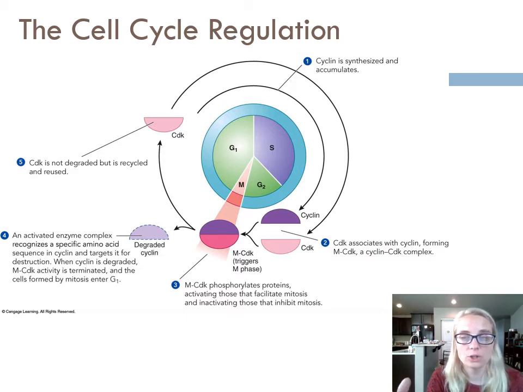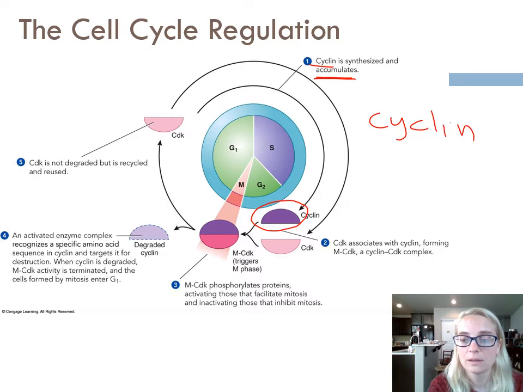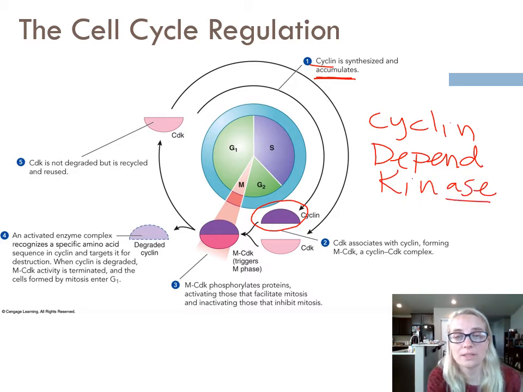So the two major players here are what's called cyclin. So that's the purple, right? So that's this guy right here. The cyclin protein cycles based on what's happening in the cell. So it accumulates, right? So we get high levels of cyclin. And then we have these other proteins, or enzymes, called CDKs, which stands for cyclin dependent kinase. Okay, so it's an enzyme. We know it's got the ASE ending.